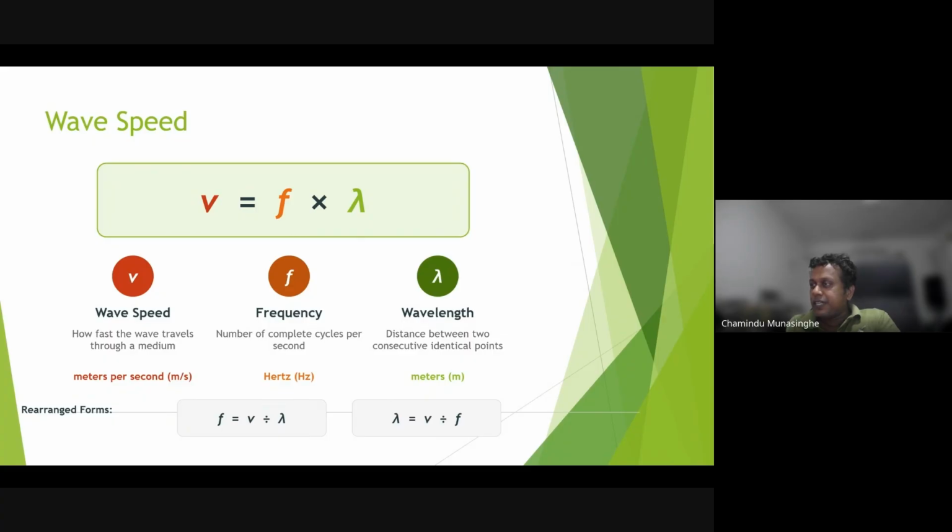So usually we don't calculate velocity, right? With RF radio waves, we always take it as 3 times 10 to the power 8. But we typically need to calculate the frequency given a wavelength, or the wavelength given a frequency, right?